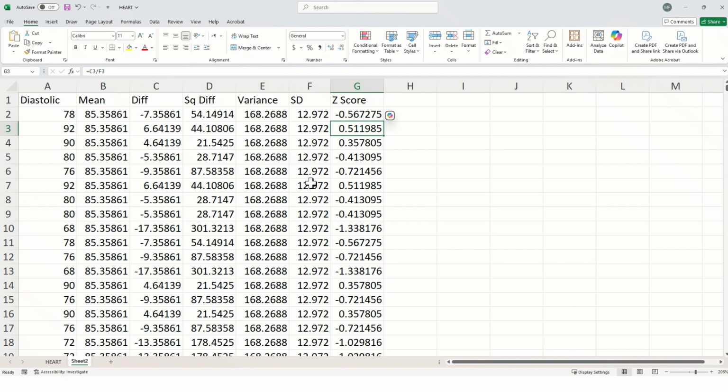Okay, so we see that the second person has a diastolic blood pressure of 92, which is 6.64 millimeters of mercury above the mean. And in standardized terms, this difference, 6.6 millimeters of mercury, is kind of 0.5 standard deviations above the mean. What is the use of z-score? I'll show you in a second.